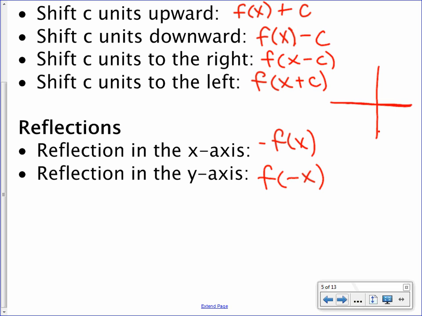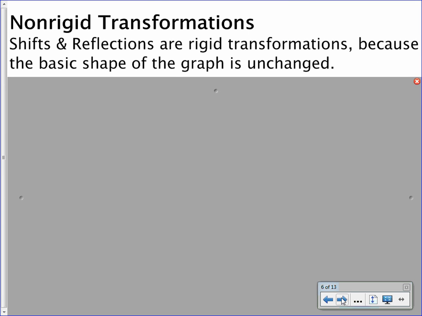Okay. Let's add a couple more. Is everyone okay here? This is all review, right? Here's something new, what we call non-rigid transformations. Okay, shifts and reflections are rigid because the shape doesn't change. We just move it or flip it upside down, okay? When I talk about a non-rigid transformation, the shape is going to look different. Okay, basically these are going to be called stretches and shrinks.